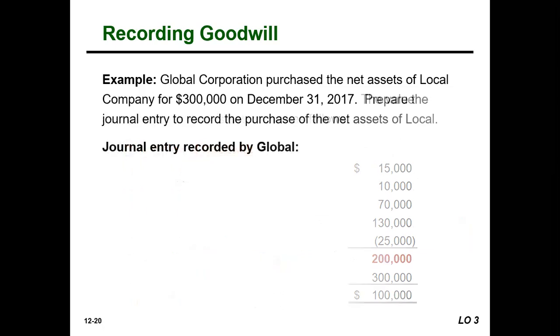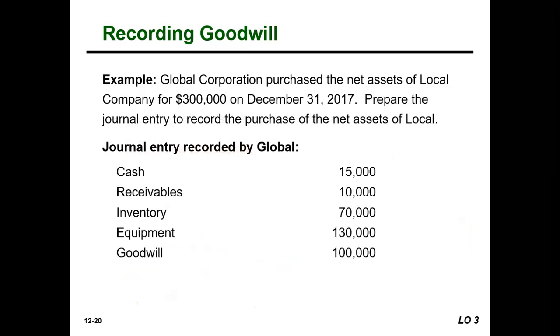that goodwill. And so to record this, Global Corporation is buying this business, so essentially purchasing all its assets and all its debt, right? Whatever assets are involved, we're debiting those assets: we're debiting cash, receivables, inventory, and equipment. And then we're assuming this debt in the purchase as well, so we also owe 25,000. And then we're coming off cash of 300,000. That difference is the goodwill there, 100,000.